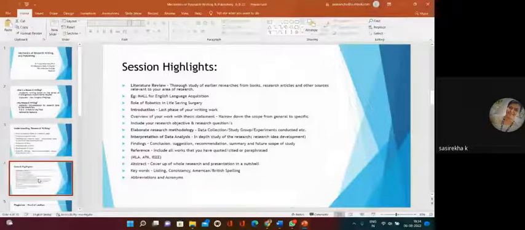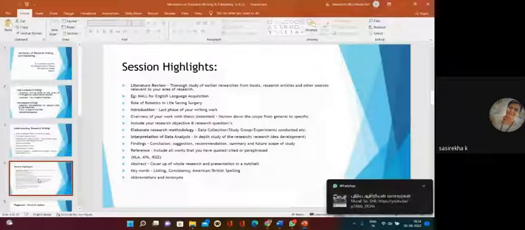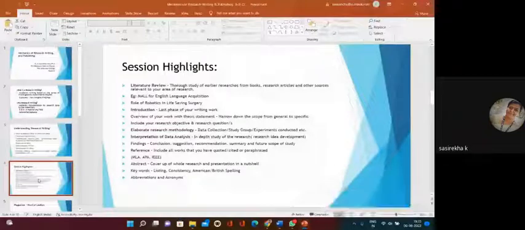This is one example I could give for language researchers. And in general, if I have to give another example for a science student, we can think of this example: role of robotics in life-saving surgery. So medicos, or even medical engineering students, have also started doing such kind of interdisciplinary research nowadays.